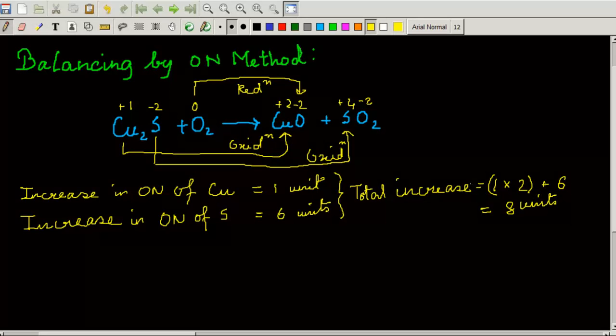This total increase term is extra for this type of reaction. It is not required for the normal rules of oxidation number method.